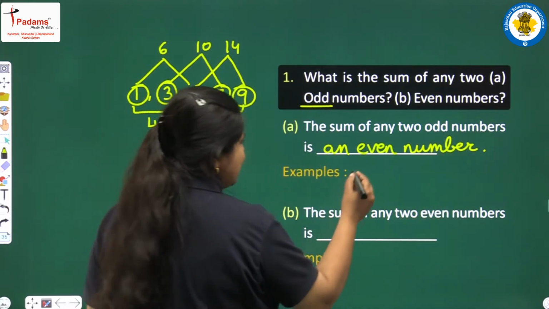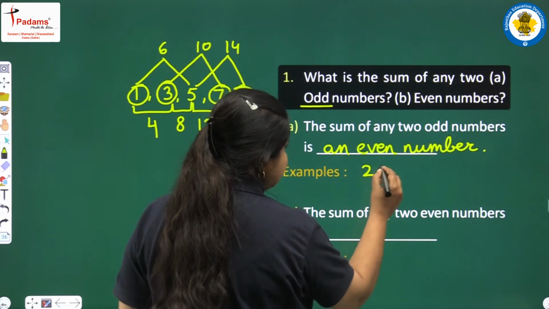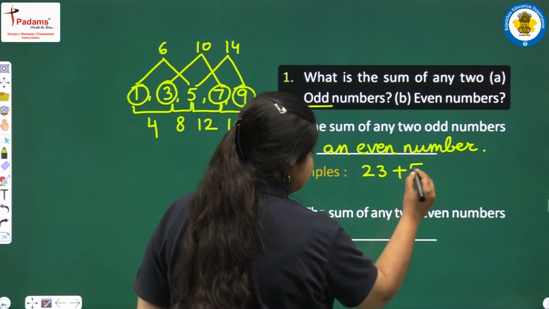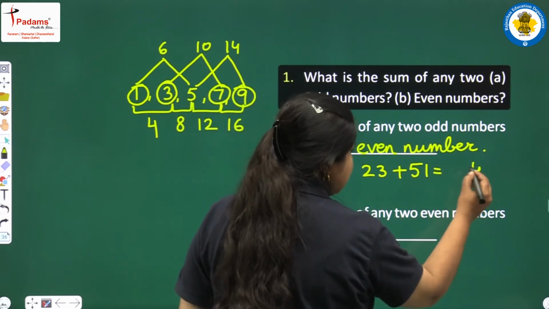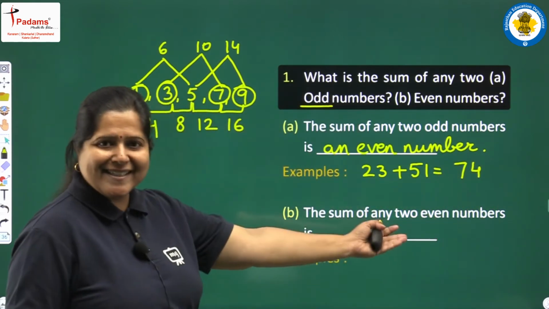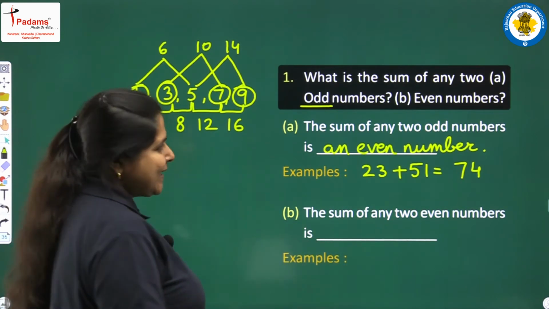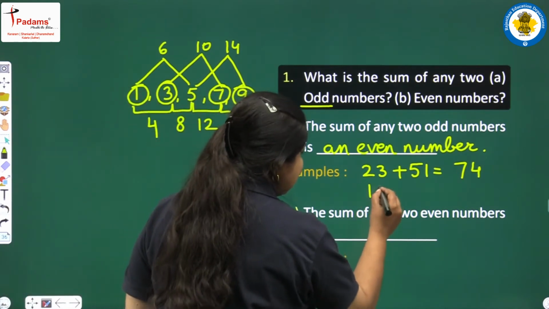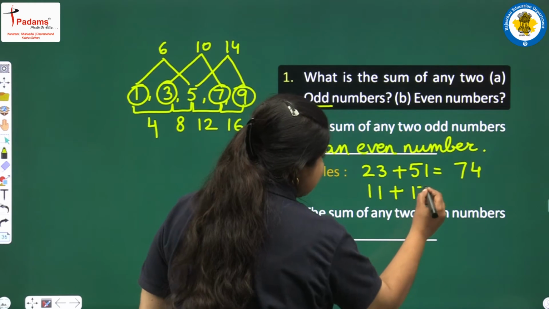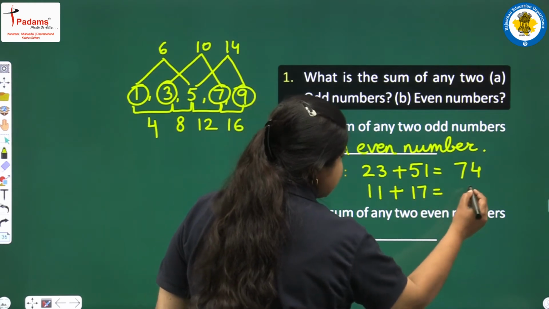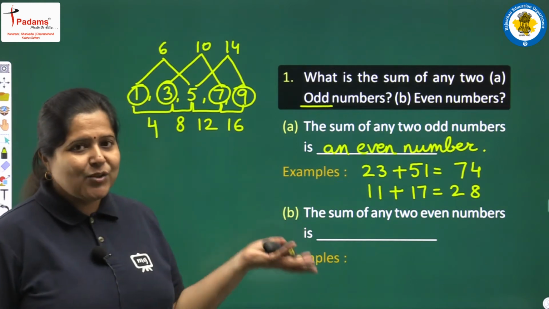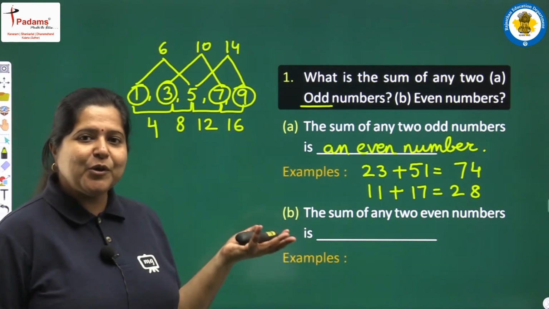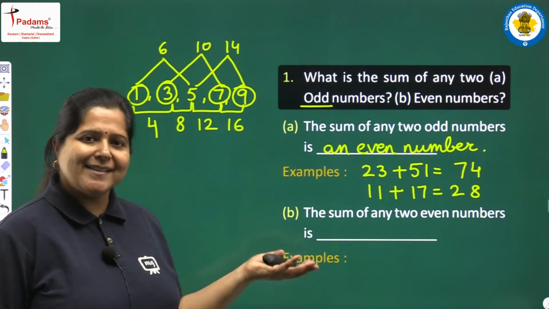You can write any two examples also. Suppose we add 23 and 51. What will we get? 3 and 1, it's 4 and it's 74. Yes, it is an even number. You can take any other number also. Let us take 11 and 17 suppose. Then it's 7 and 1, 8, 28. So you can take any two odd numbers and every time you will get an even number as the sum.